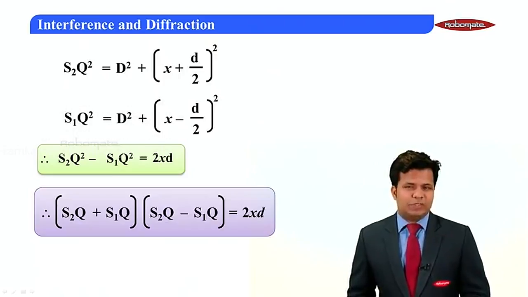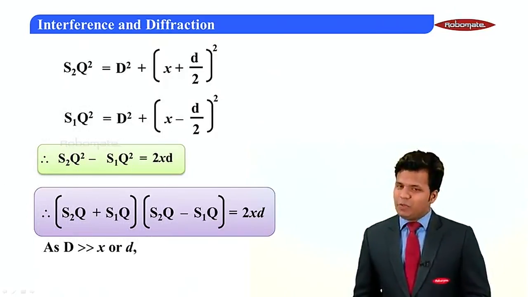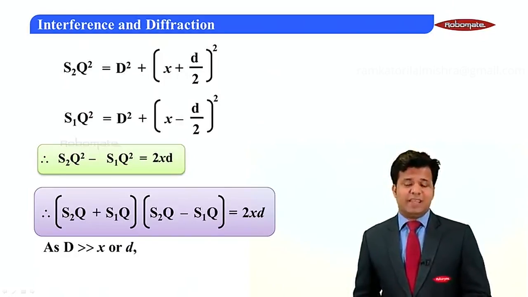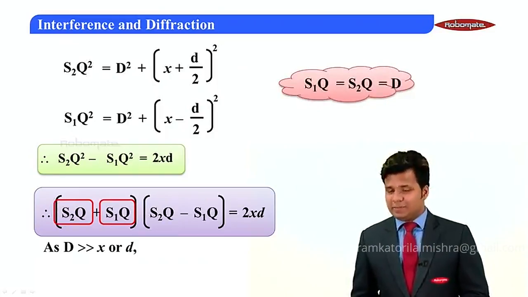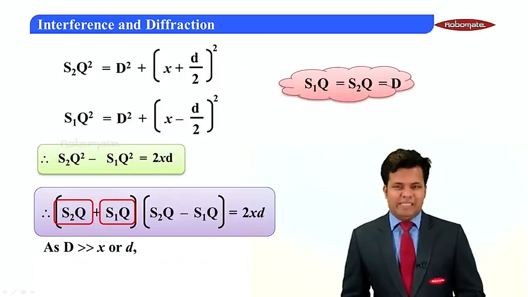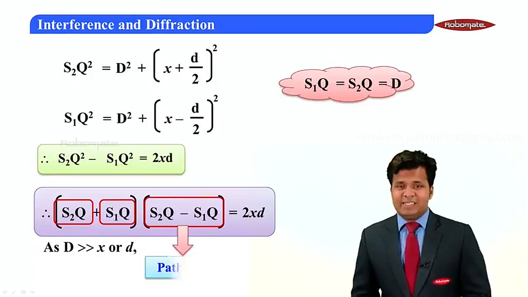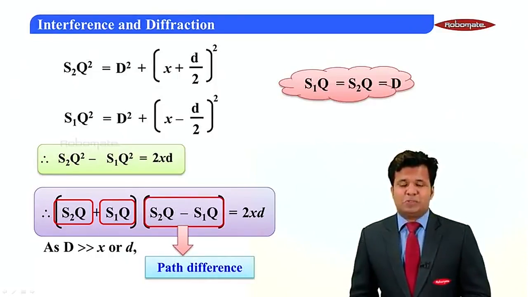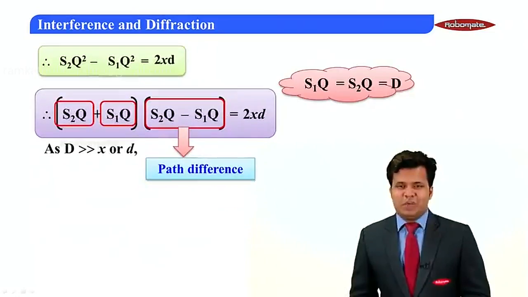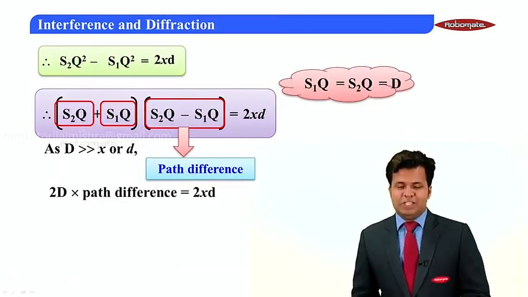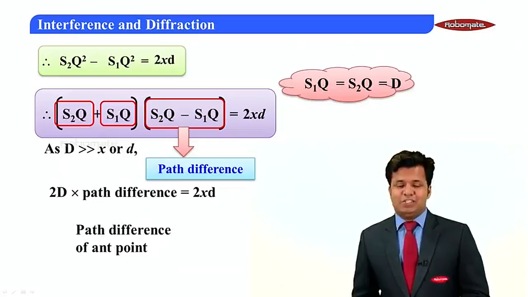But we know something here. Yes, we know that x is very small compared to capital D, and S2Q and S1Q carry the same value, that is D. We can substitute it there, it would become D plus D. And S2Q minus S1Q is nothing but the path difference. So substitute all these values here, guys. What would be the derivation? It's 2D into path difference equals 2xd. The 2 would get cancelled. In short, I would get path difference of any point as xd upon capital D.